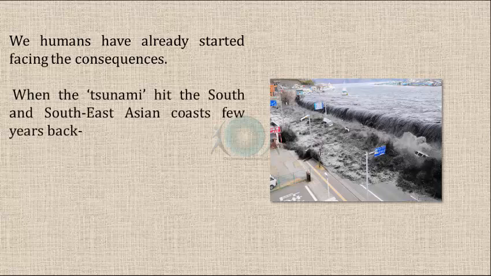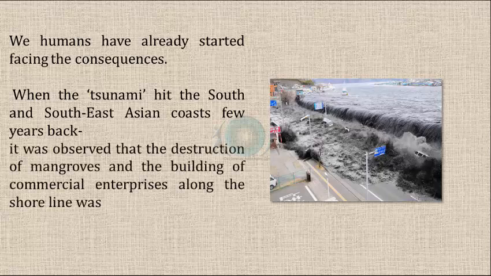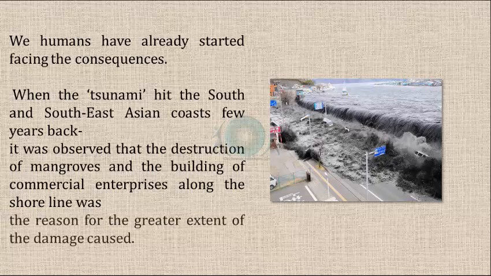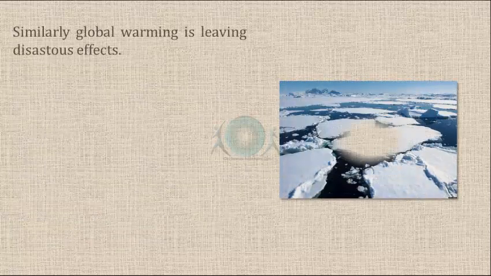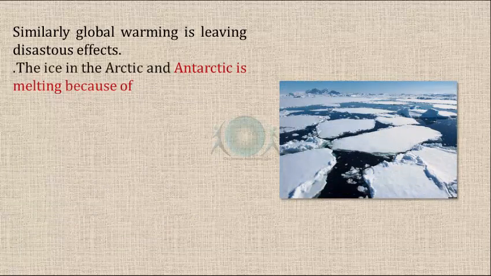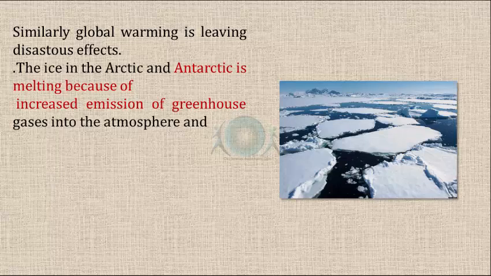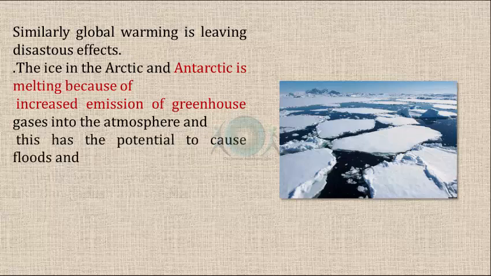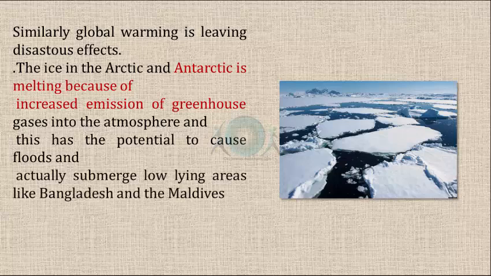When the tsunami hit the South and Southeast Asian coast a few years back, it was observed that the destruction of mangroves and the building of commercial enterprises along the shoreline was the reason for the greater extent of the damage that was caused. Similarly, global warming is having disastrous effects. The ice in the Arctic and Antarctic is melting because of increased emission of greenhouse gases into the atmosphere, and this has the potential to cause floods and actually submerge low-lying areas like Bangladesh and Maldives.